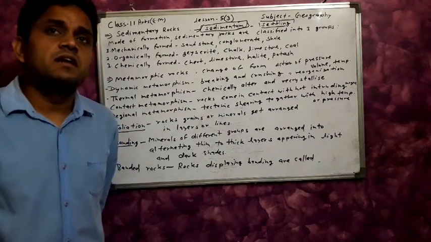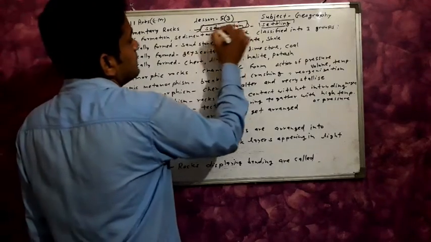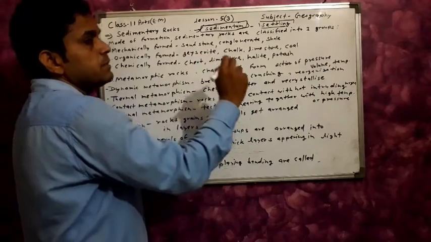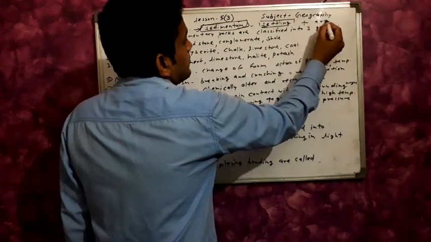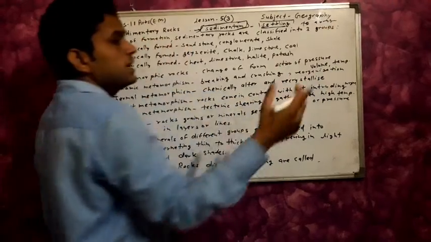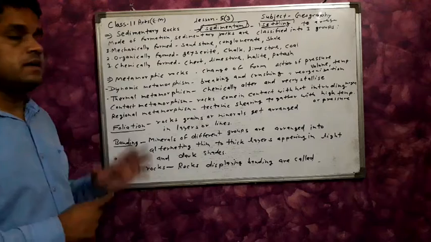The second type is sedimentary rock. The word sedimentary is derived from the Latin word sedimentum, and sedimentum means settling. Settling means to arrange, so it is totally about arrangement. This arrangement is known as sedimentary rocks.